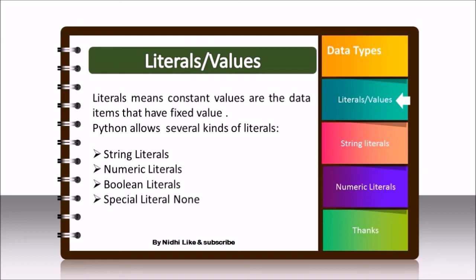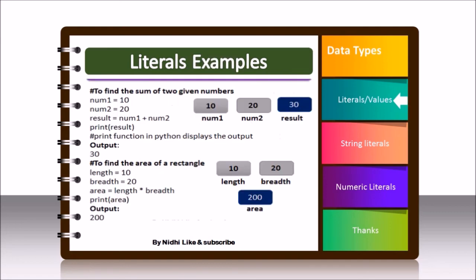So let's see this example. Here num1, num2 are the names of the variables, and 10 and 20 are constant values. In number 1 we have provided the value 10, and in number 2 we are providing the value 20. So both the values are integer literals. And result, which is holding the addition of these, is also an integer literal. So literal means which type of constant values it is holding. Similarly for length, breadth, and area also.